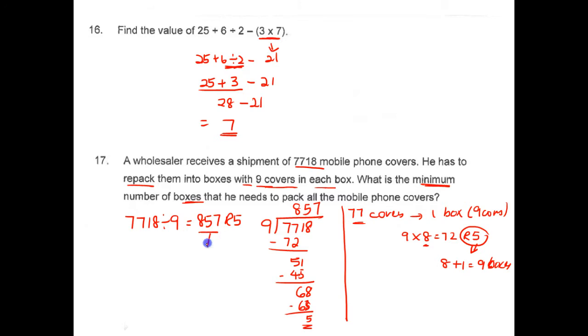So this will be my boxes. Remainder will need one more box. So 857 plus 1. Altogether, I need 858 boxes.